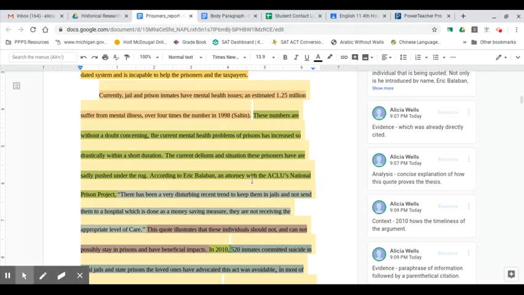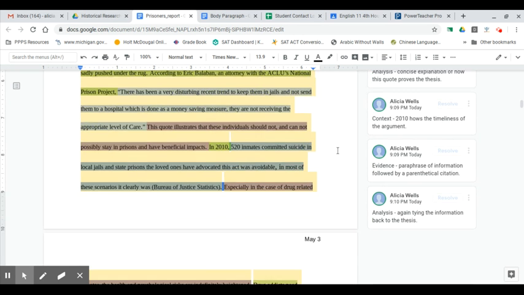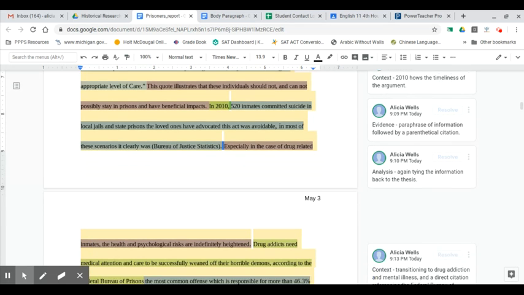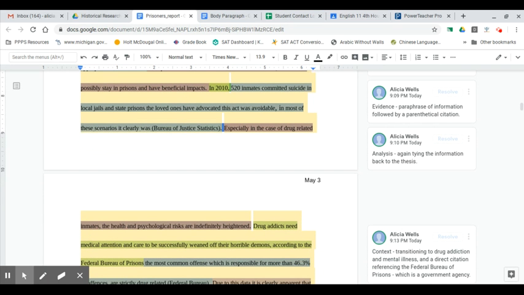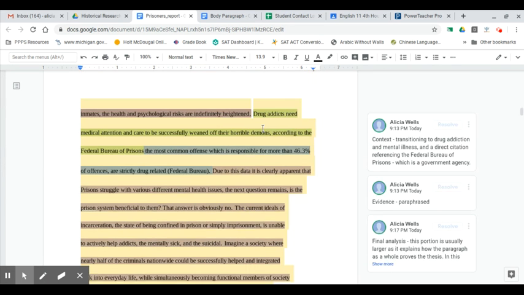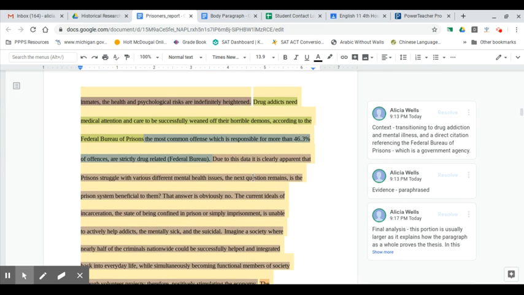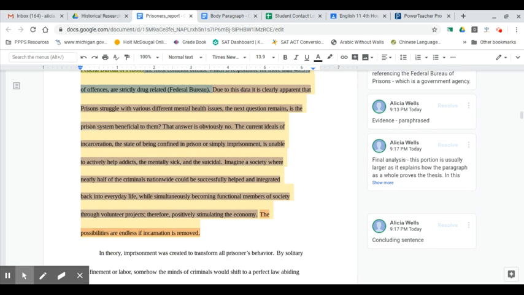And if you look, I tried to color code it with our five pieces of a body paragraph, first being the topic sentence, context, evidence, analysis, and give you some notes on the side to explain what each of those pieces are doing. If we scroll down, it is a long body paragraph. It actually presents three pieces of evidence. And again, context, evidence, analysis. Context, evidence, larger analysis to sum up the whole paragraph, conclusion.